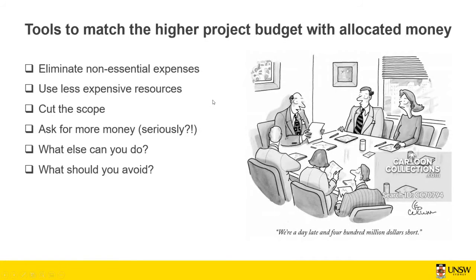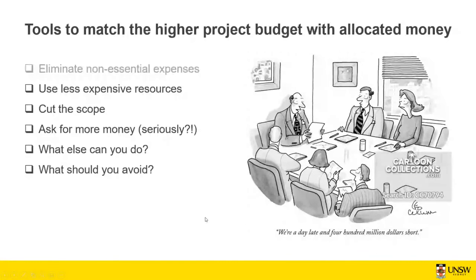There are some tools to match the higher project budget with allocated money. One thing that you can do is just eliminate non-essential expenses. There are some expenses that you can cut, for example, some travels that are not necessary. You can just have an online meeting. So you can reduce the budget if your estimation is too high compared to the allocated budget.